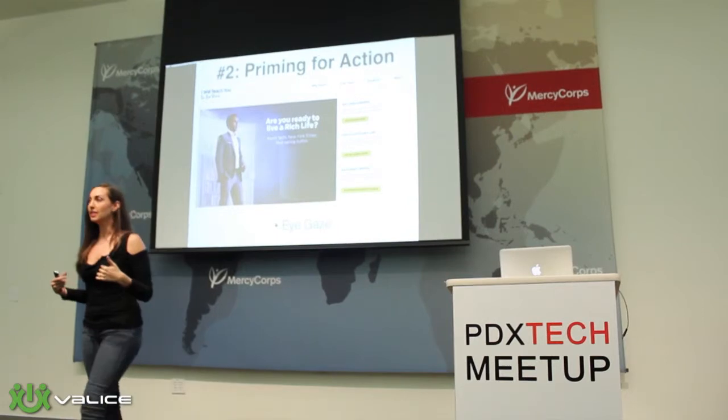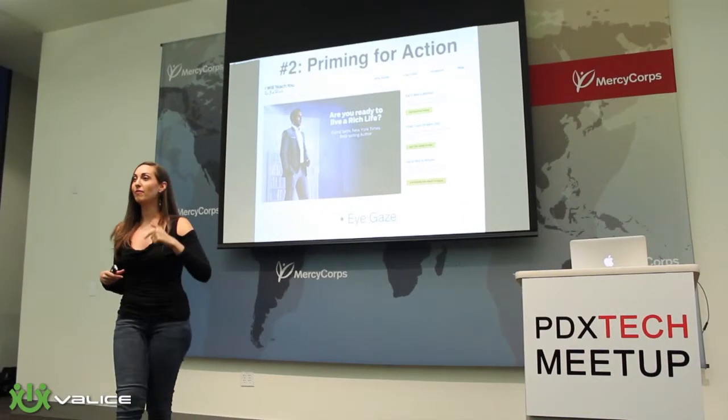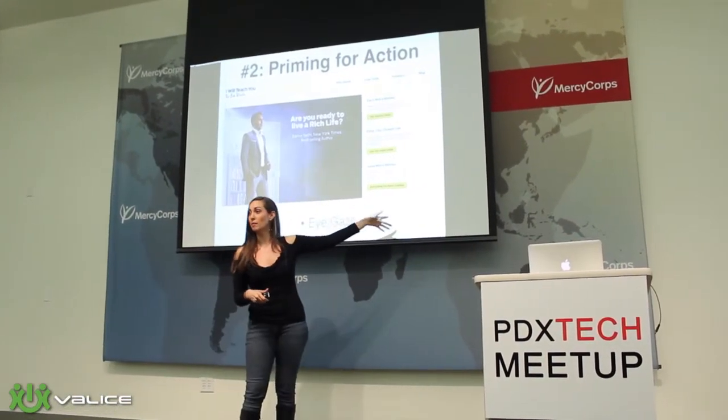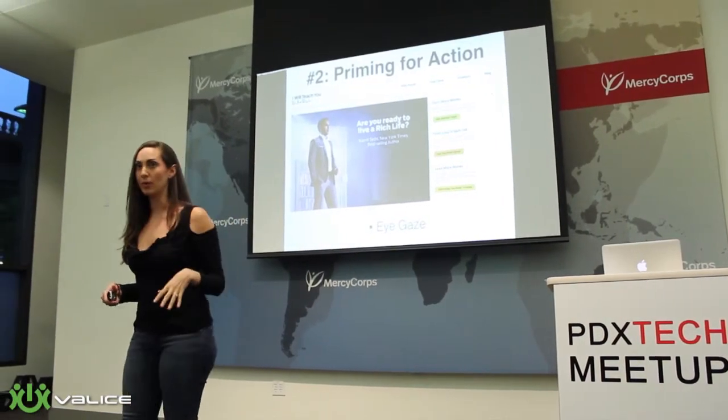As humans, we start in the upper left, which we learned in the first slide, and then we directly follow his eye gaze over to the headline and then over to the action steps with the buttons. So he is subtly telling us what he wants us to do on his website.